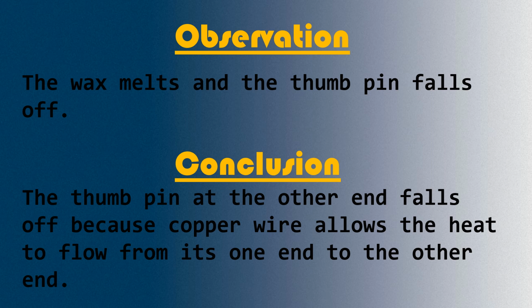So we can conclude that the thumb pin at the other end falls off because copper wire allows the heat to flow from its one end to the other end. Or we can say that the wax melts due to the conduction of heat from one end of the copper wire to the other end.